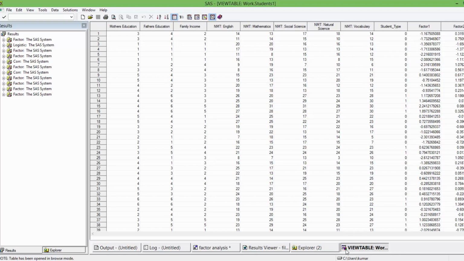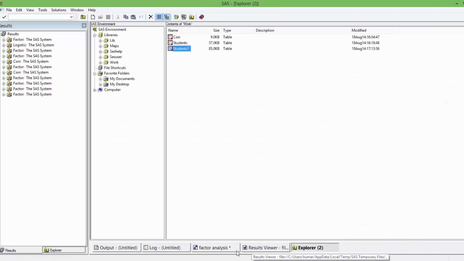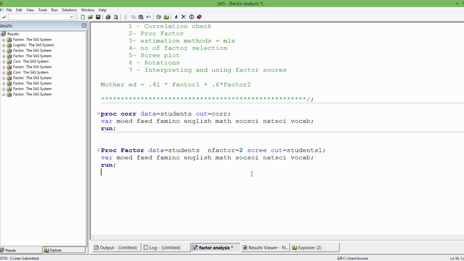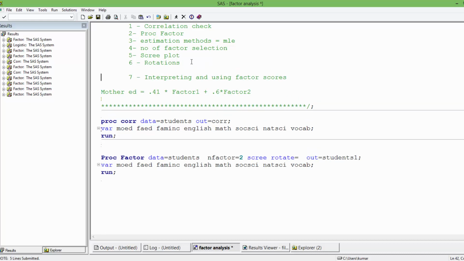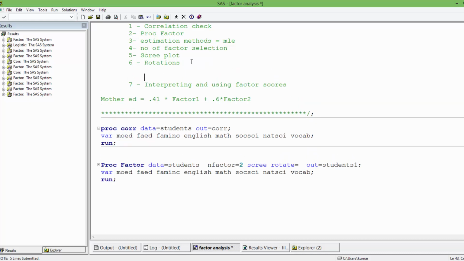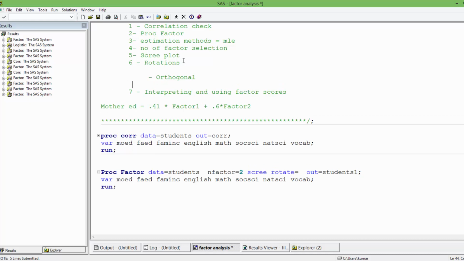Now let's go to the code and we will use rotation on them. For rotation, I use the option rotate. There are basically two types of rotations available. One type of rotation, let me write it, is orthogonal. The other one is oblique.